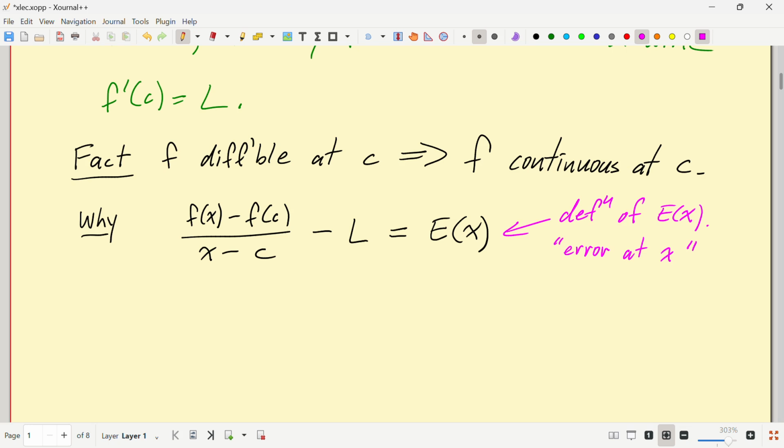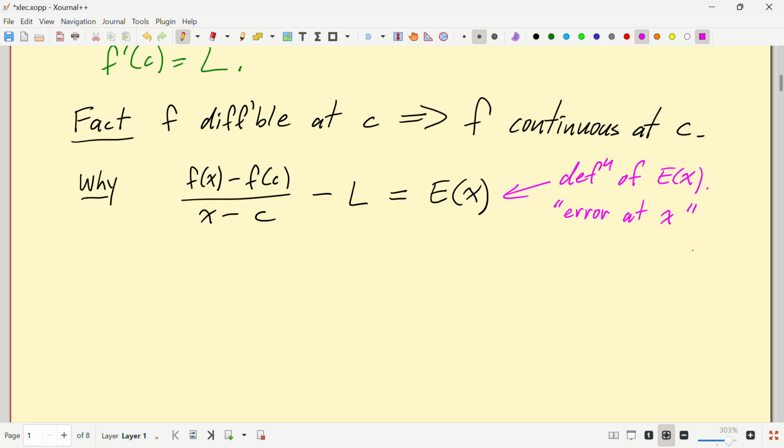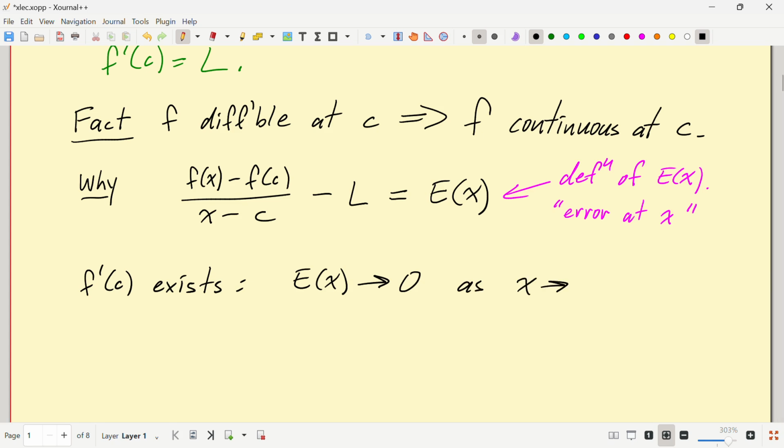Okay, so if f is differentiable at c, the definition of that derivative means that E of x goes to 0. So we know that if f prime of c exists, that means that E of x goes to 0 as x goes to c.